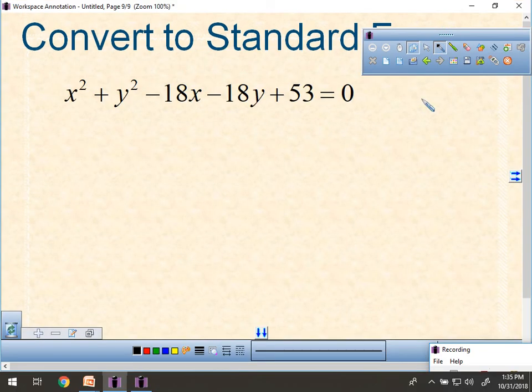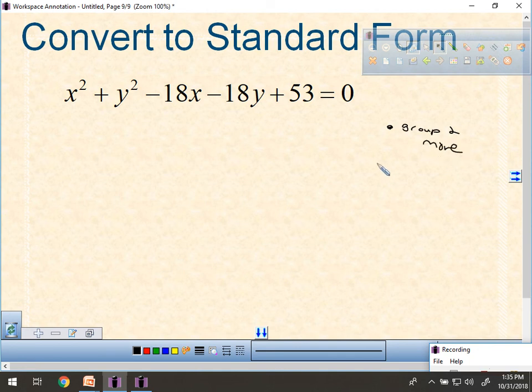All right, so x squared plus y squared. Hopefully you wrote down the steps. If not, I'll write them down for you again right over here. So step 1, group and move. Step 2, complete your square. Step 3, rewrite. It's always going to be those 3 steps, always. It's in general form.